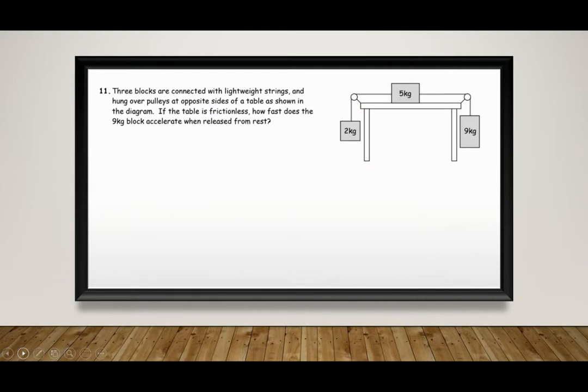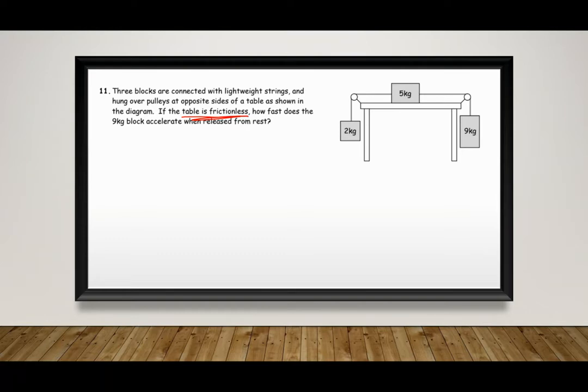Now, this one is a significantly more challenging Atwood device problem. We have 3 blocks connected with a lightweight string and hung over pulleys at opposite sides of the table, as shown in the diagram. If the table is frictionless, that's super important for us to recognize. It's frictionless. How fast does the 9 kilogram block accelerate when it's released from rest?